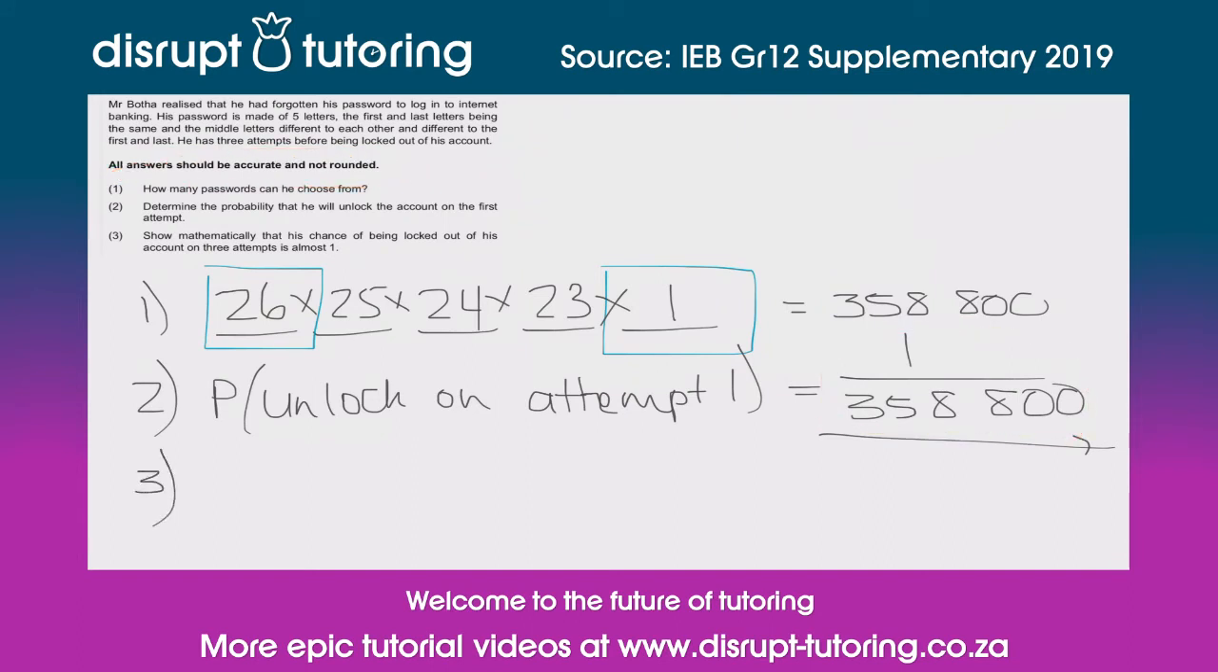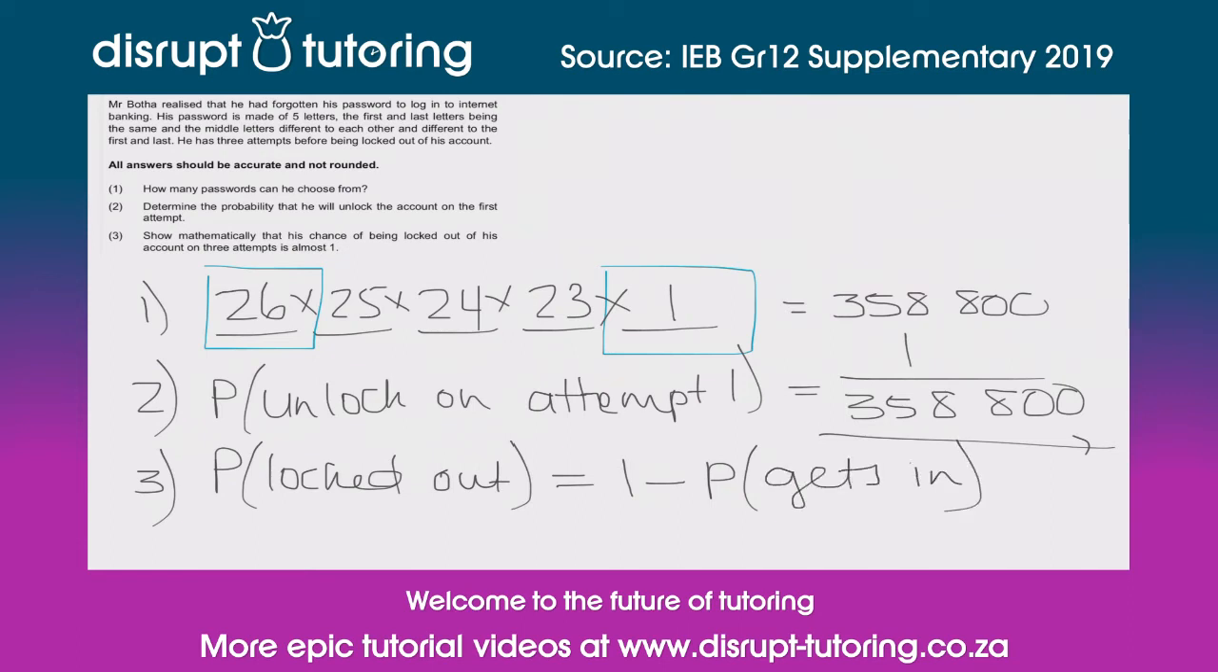Then we move on, and they say to us, show mathematically that his chance of being locked out of his account on 3 attempts is almost 1. So let's see. His probability of being locked out is simply equal to 1 minus the probability that he won't get locked out, so the probability of him getting in.